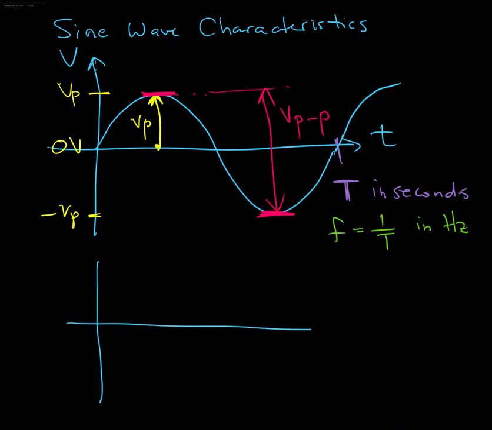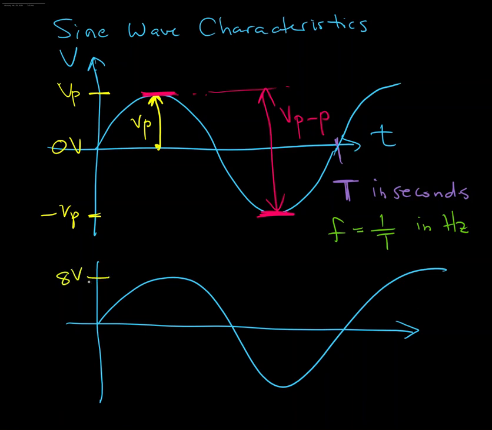So for example, I have a sine wave. I have 8 volts here, minus 8 volts here. Let me label my axis with volts and time. And I have a time value here of 1.5 seconds right there. And let's take these numerical values now from this graph.